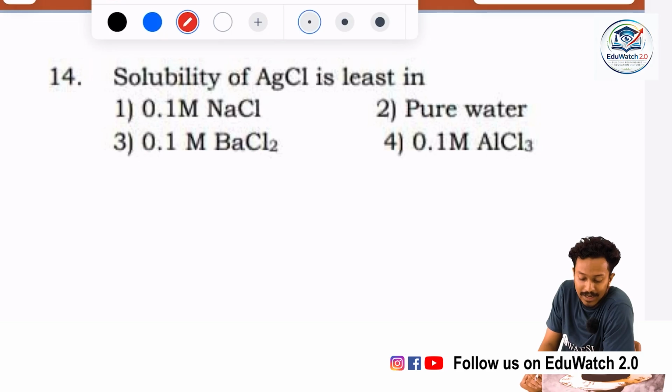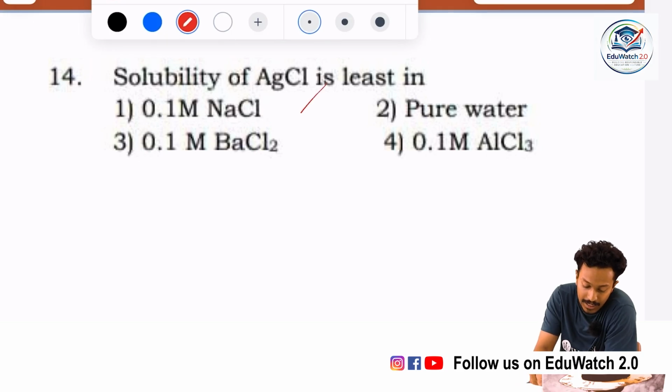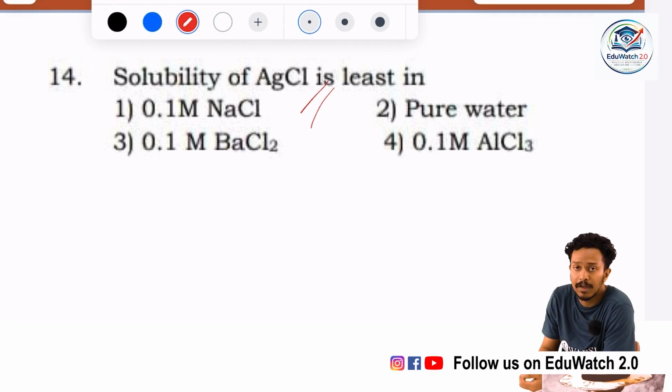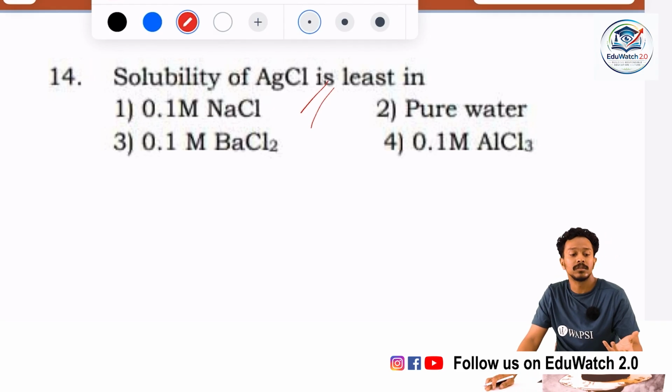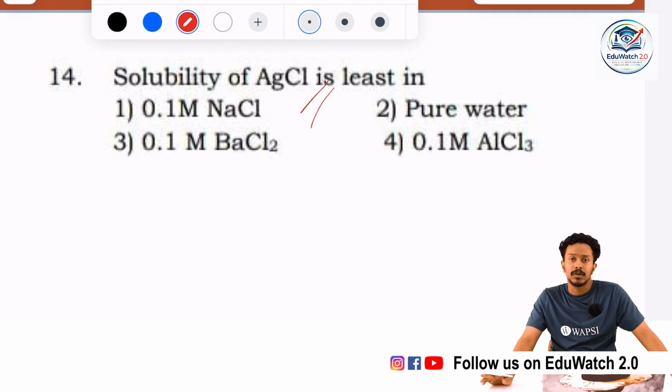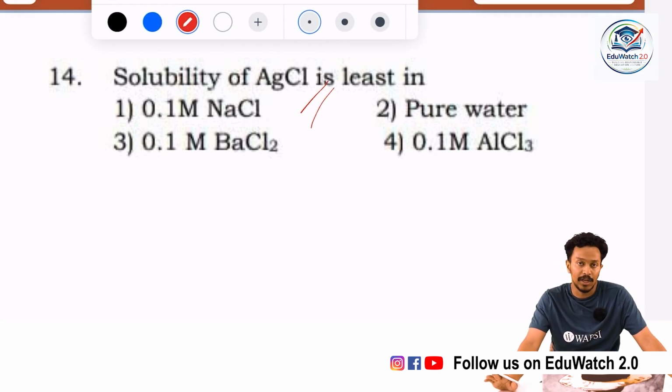Solubility of silver chloride is least in. As you know, the term we have to study in this question is the common ion effect. What is the common ion effect? The solubility of a salt is suppressed by the addition of another salt having a common ion. This is the main explanation of the common ion effect.